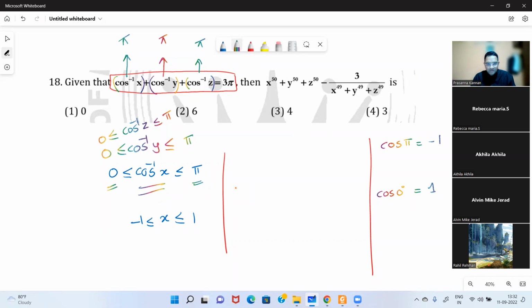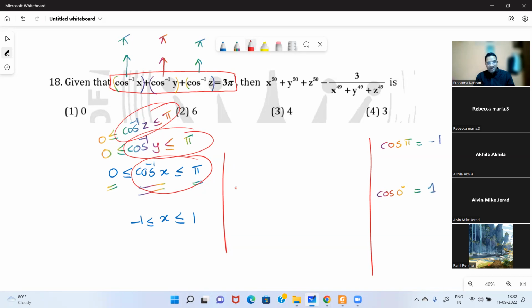Are you able to understand what I'm asking? What is the value of cos inverse x? It will be less than or equal to pi, correct or not? What is the value of cos inverse y? That will also be less than or equal to pi, correct? What is the value of cos inverse z? That will also be less than or equal to pi, correct or not?